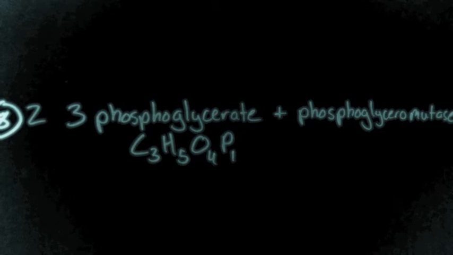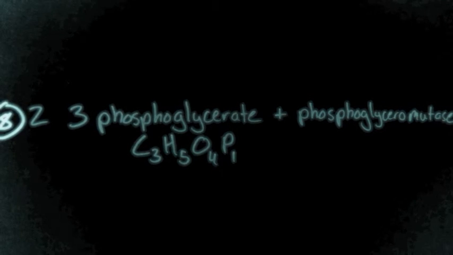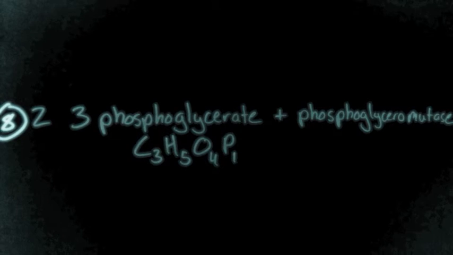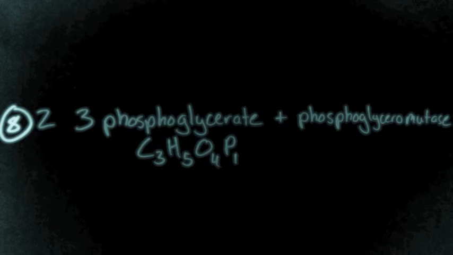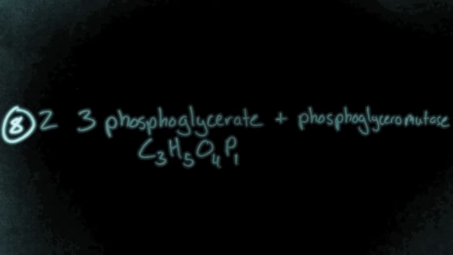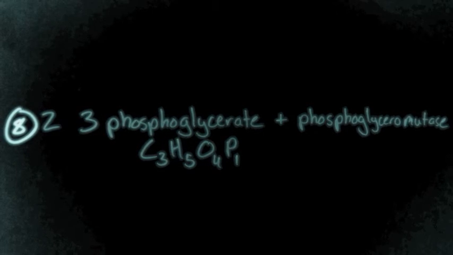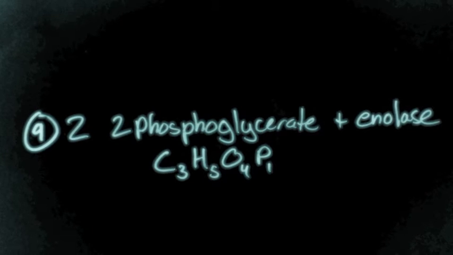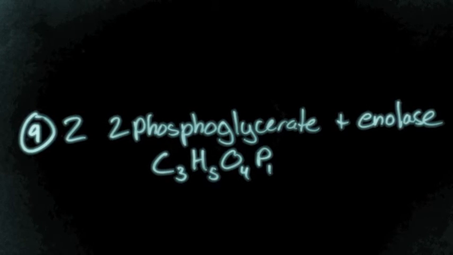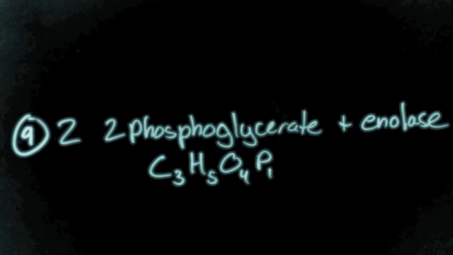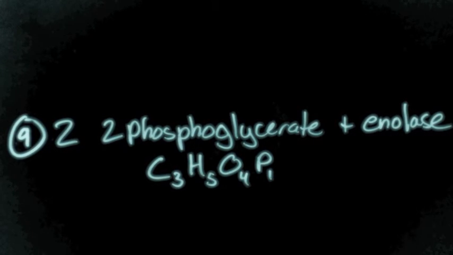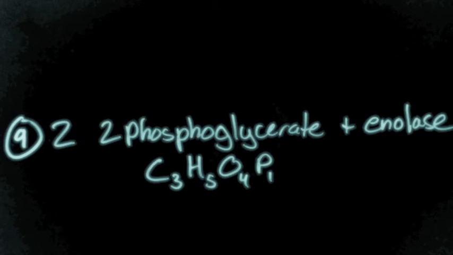In step 8, the enzyme phosphoglyceromutase takes a phosphate from each 3-phosphoglycerate from the third carbon and transfers it to the second carbon to form 2-phosphoglycerate. During step 9, a molecule of water is removed from each phosphoglycerate by the enzyme enolase to form phosphoenolpyruvic acid.